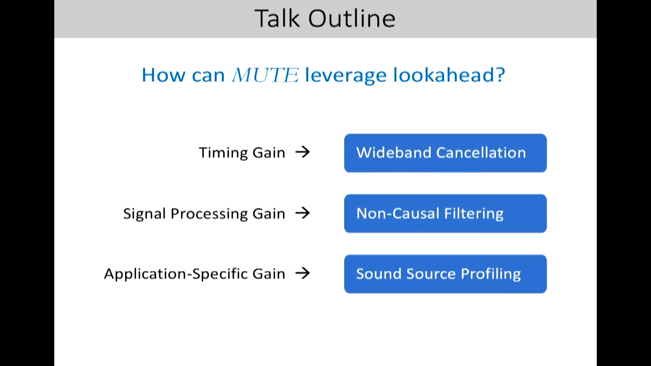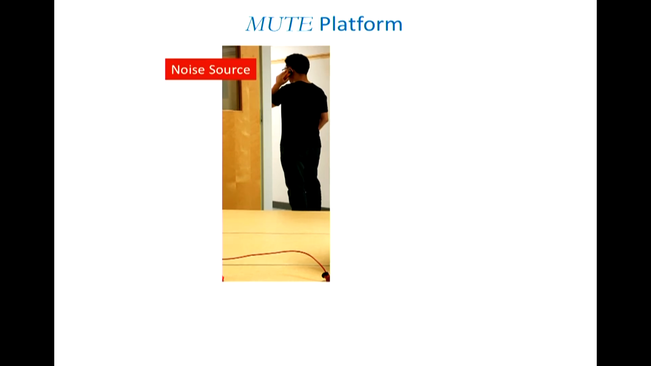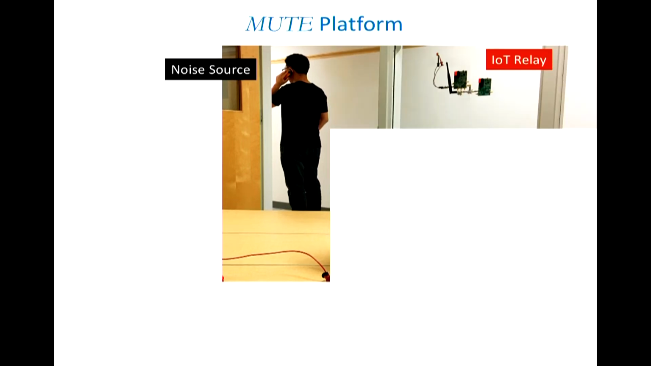So having talked about the three gains, let me now show you our implementation and evaluation platform. So here is a human, and we also use loudspeakers for different kinds of noise sources. And we put this IoT relay on the wall of the room. This relay has a microphone and a wireless radio. The job is to capture the sound and forward it through wireless. We designed this entire relay in analog to avoid any possible delay in the forwarding.